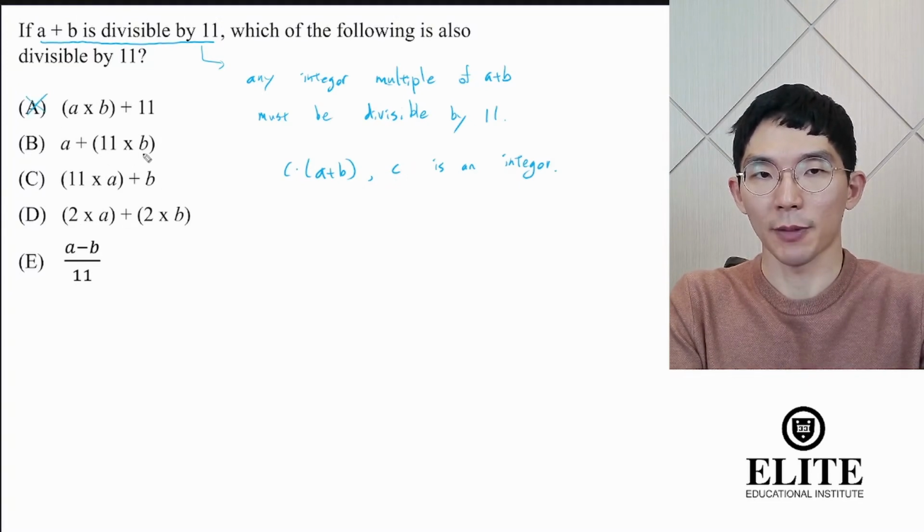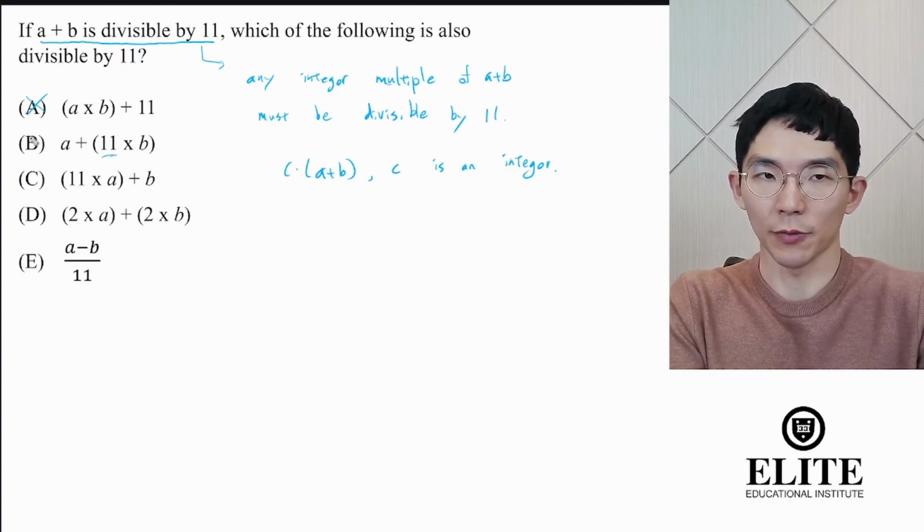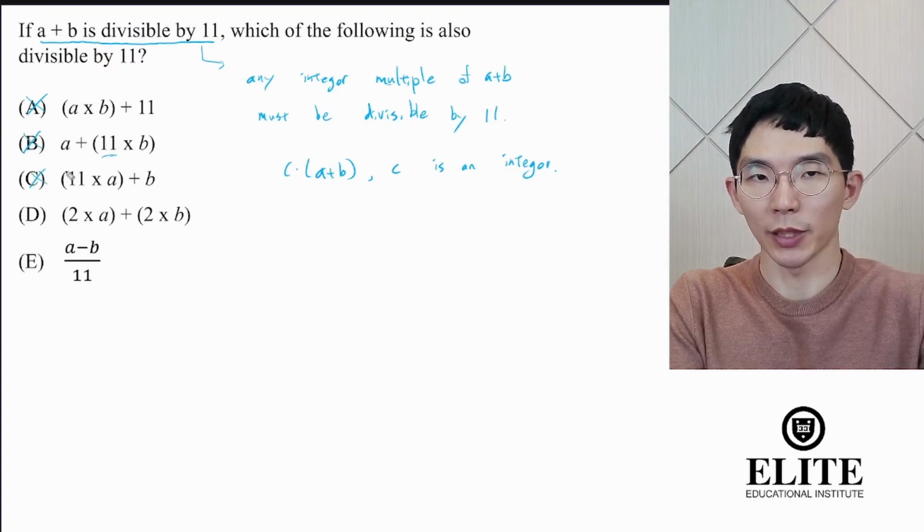A plus 11 times B. Well, we need to multiply what? 11 to both A and B, not just B. So that's obviously not going to be the case either. And same thing with C. Yeah, we need to multiply what? 11 to both A and B in order to make it divisible by 11.